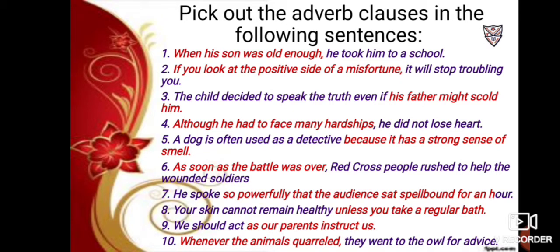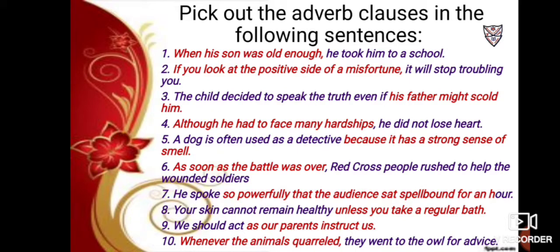Number 7, he spoke so powerfully that the audience sat spellbound for an hour. So this shows you how the result was such that he was so powerful that the audience was spellbound. So "so that" is usually the subordinating conjunction, and it's an adverb clause that shows the result. So it is "so powerfully that the audience sat spellbound for an hour."